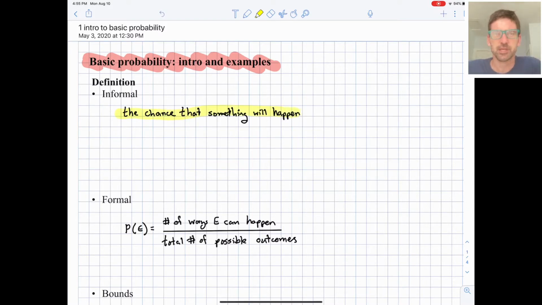It's really just the chance that something will happen. Is there a 25% chance something's going to happen? 75%? Is it 50-50? Probability is just the chance or the likelihood that something will happen. 0% means we think it will not happen. 100% means we think it's guaranteed to happen.